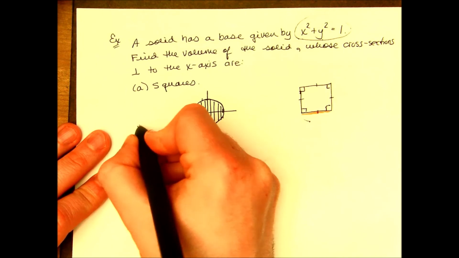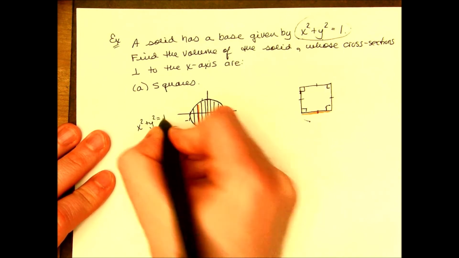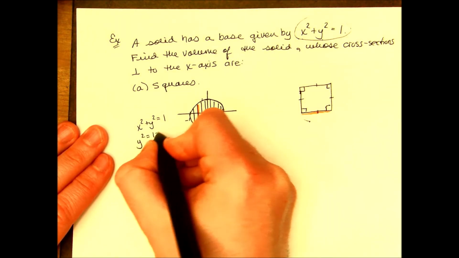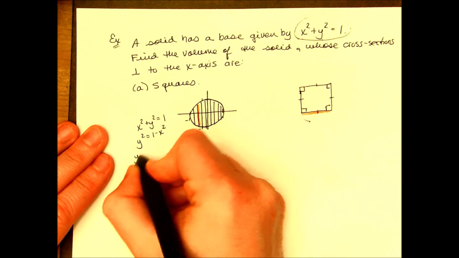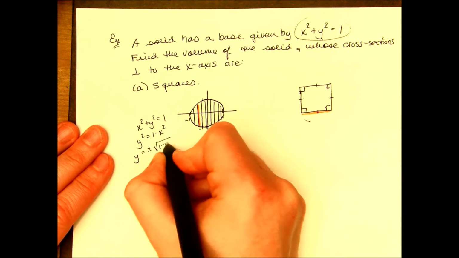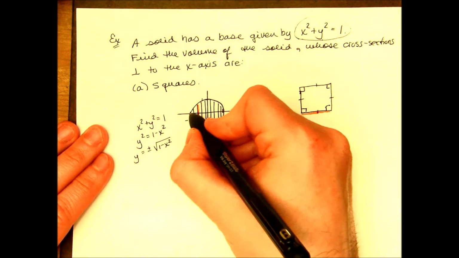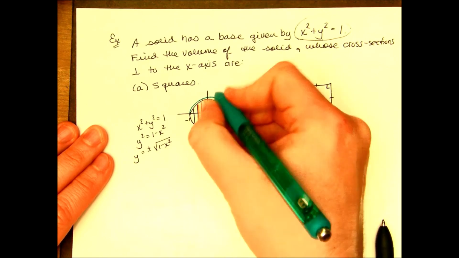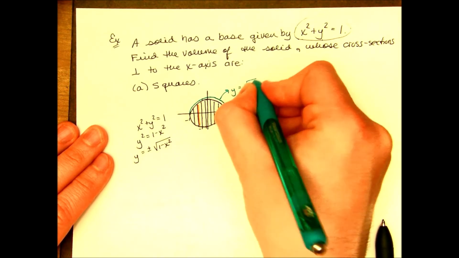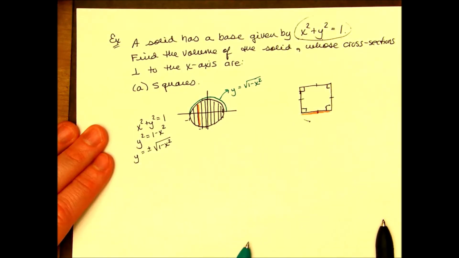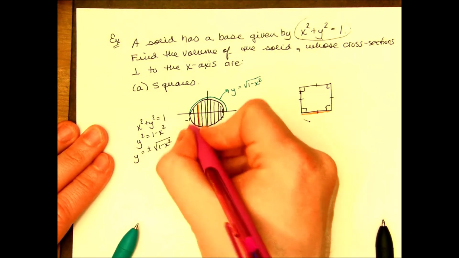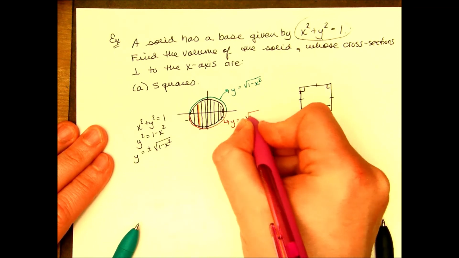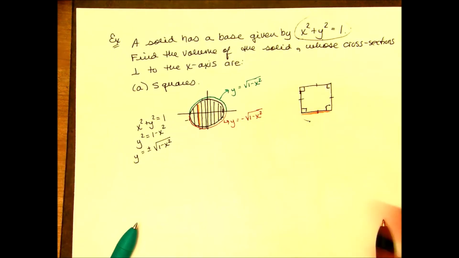I'm going to take that x squared plus y squared equals 1 and solve it for y. I need functions over here. I get y squared equals 1 minus x squared, and I undo my square by taking the plus and minus square root. The top half of this circle has a formula given by y equals the square root of 1 minus x squared, and the bottom half has a formula given by y equals negative the square root of 1 minus x squared.